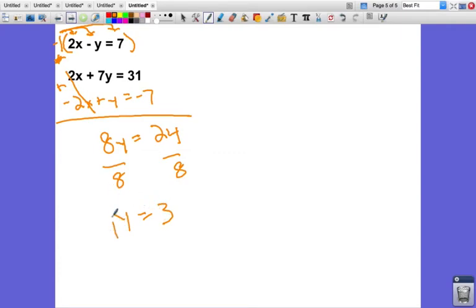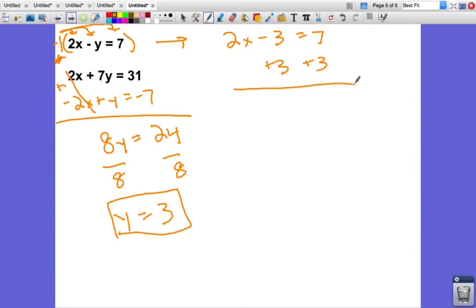Now that I have a y, I can take it, plug it into one of my original equations. Let's use this one right here. So I have 2x minus 3 equals 7. Add 3 to both sides. I'll have 2x equals 10, which means x equals 5. And that'll give me my solution of 5, 3.